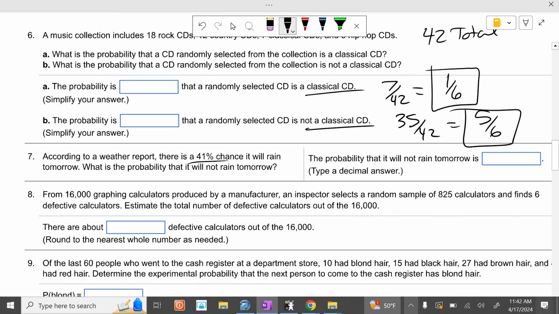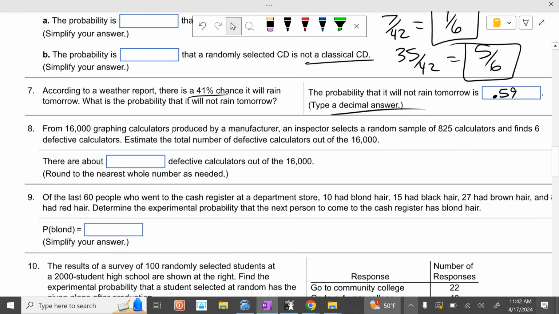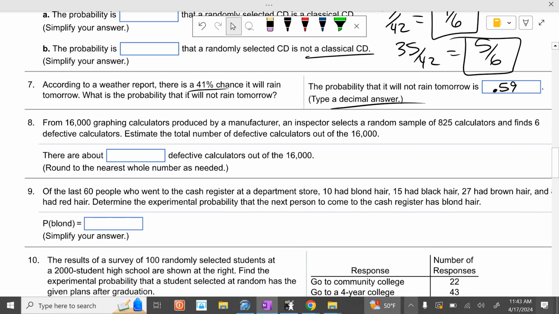The weather report shows 41% chance it'll rain tomorrow. What's the percent chance it won't rain tomorrow? 59. It says write a decimal answer, so that would be 0.59. Doesn't say to write it as a percent. Okay? Here's experimental probability again.